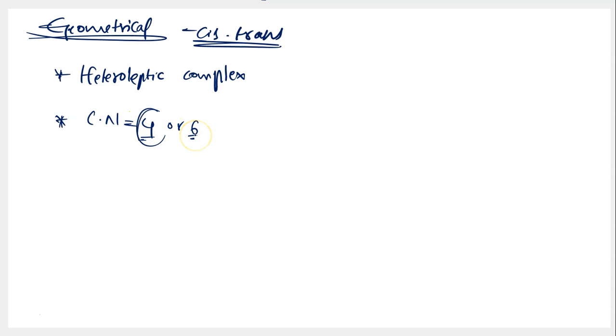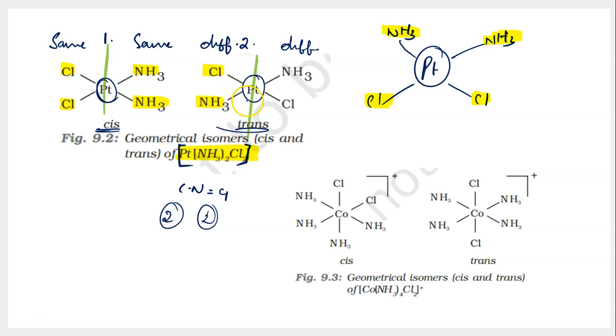If it is having coordination number 4, this is the possible way of arranging ligands around the central atom. And if you are arranging in this manner, there are two things that can happen. One, you can have same groups arranged on the same side along the vertical line, or you might have different groups arranged on the same side along the vertical line. If you have same groups arranged on the same side, then you call it cis isomer. If you have different groups arranged on the same side, you call it trans isomer. So basically you have cis isomer and trans isomer existing for this particular complex.